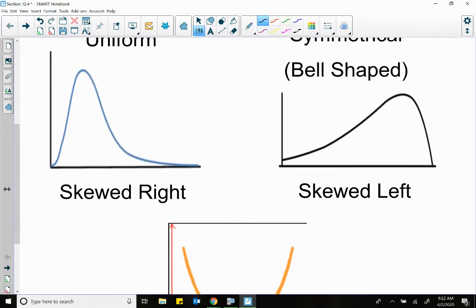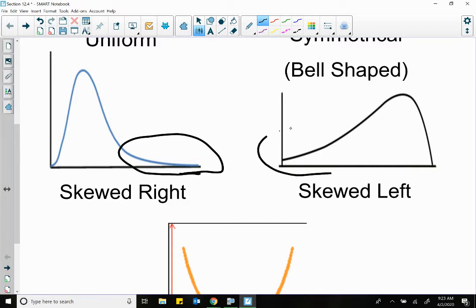Down here, these are what we call skew right and skew left. I know it seems like the names are backwards because you're like, the big hump over here is on the left side, Mr. Armstrong, and the big hump over here is on the right side. Why is this called skewed left, skewed right? Because when we talk about skewing, we're talking about the tail. See how we got this long tail? Where is that long tail at? It's over on the right-hand side.